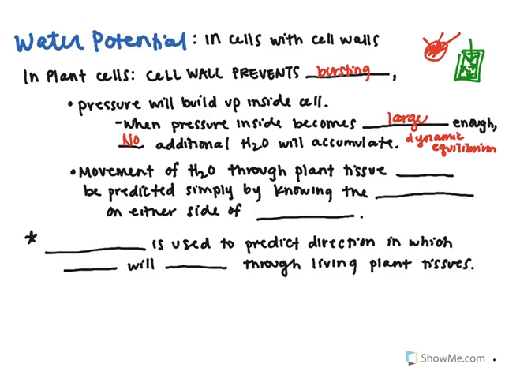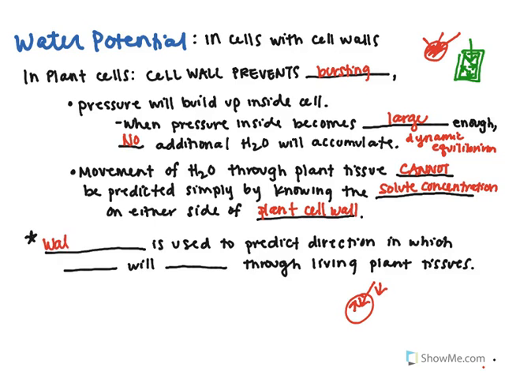Movement of water through plant tissue cannot be predicted simply by knowing the solute concentration. And this is different than when we were talking about these red blood cells. When we were talking about the red blood cells, if there was a high concentration of solute here, low concentration out here, we automatically know that water is going to move towards the high concentration. In plants, it's not that simple. Because of that cell wall.